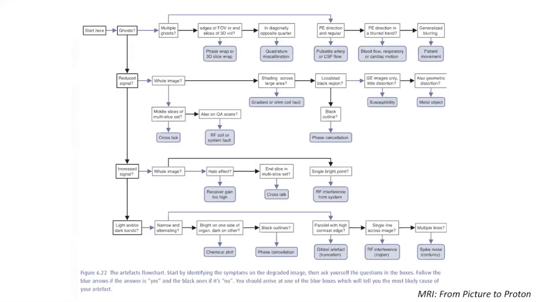And finally, there's this slide I just recently found in the Picture to Proton book that goes through this nice flow chart of how to figure out what kind of artifact you might be getting. I haven't taken a look at it too closely, but it certainly looks very helpful if you're ever stuck trying to figure out what could be causing it. So, I think that's it.